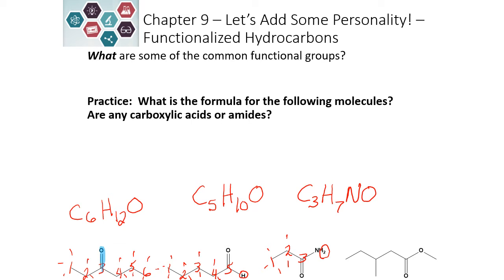If we look, this actually is an amide. Our amide is composed of our carbon that is attached to the oxygen with a double bond, and then to our NH2 group. So this would be an amide.